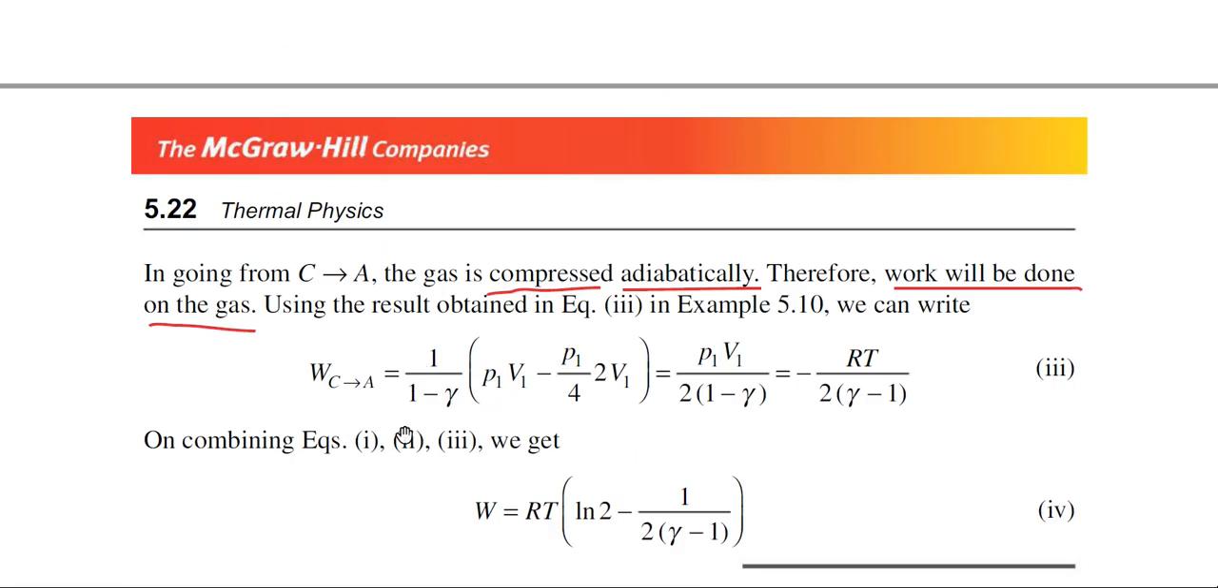So we use 1 by 1 minus gamma and then P1 V1 minus P1 by 4 into 2 V1. This is the final pressure, because it has been said in the problem that the pressure will be 1 by 4th of its initial value. So P1 by 4, and the volume will be doubled, so 2 into V1. So ultimately we get this value, P1 V1 by 2 into 1 minus gamma, that means minus RT by 2 into gamma minus 1. This is 1 minus gamma, but this is gamma minus 1.